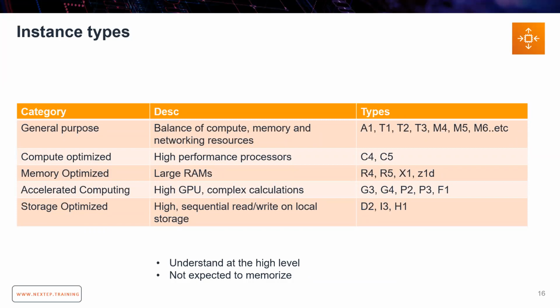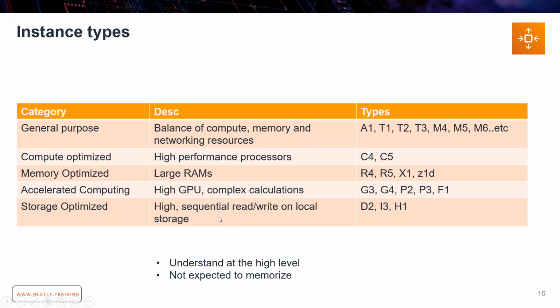And you have your memory optimized. These come with large RAMs, R4, R5, such. And then you have GPU optimized. This is for complex calculations and GPU accelerated computing, GPU centric. You have your G3, G4, P2, P3, F1, like that. And you have your storage optimized.